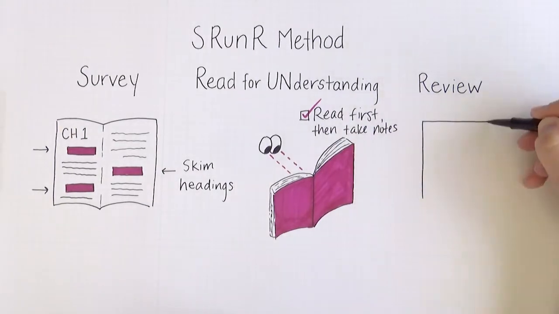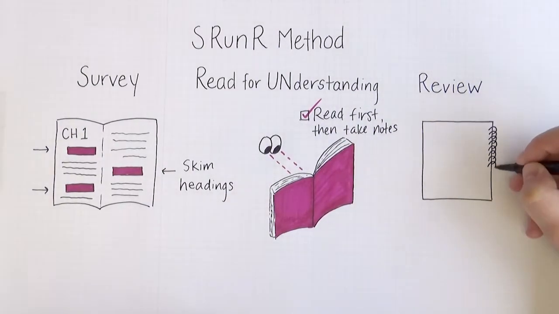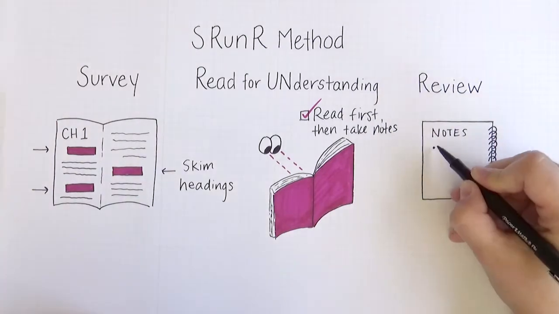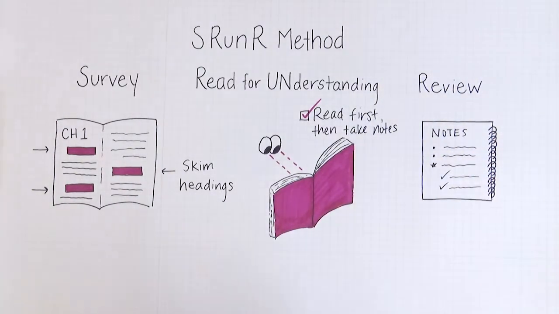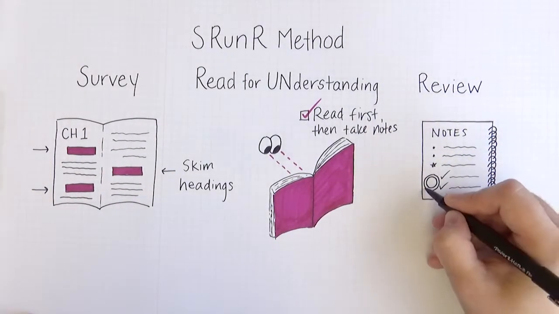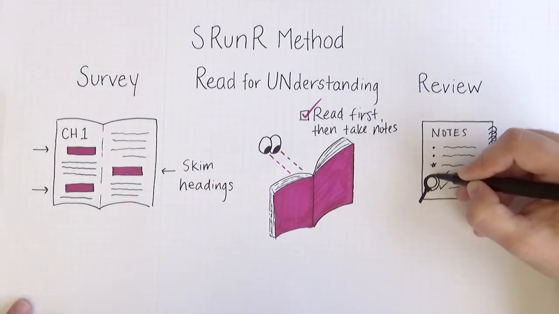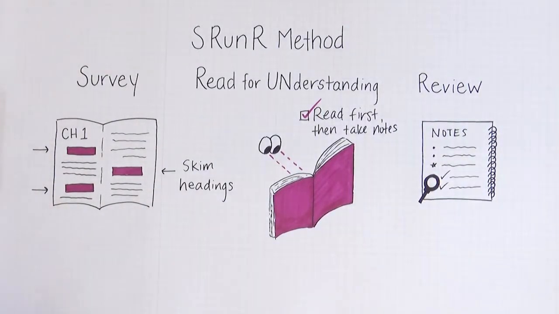The last R of the SQ4R method is review. Go over your notes to reinforce your learning. Even though you may feel you just finished making notes and you'll remember everything, this last step is crucial to retaining the information in your long-term memory.